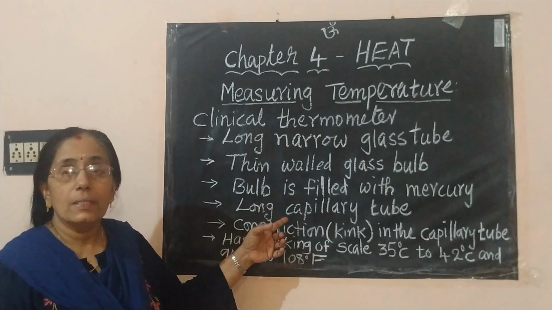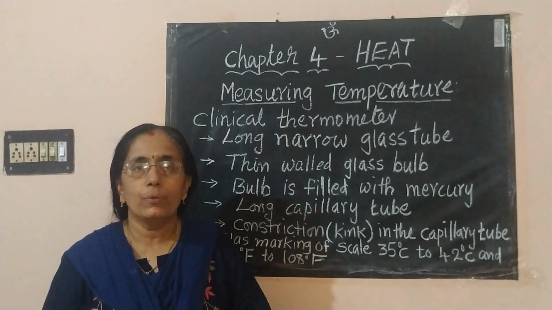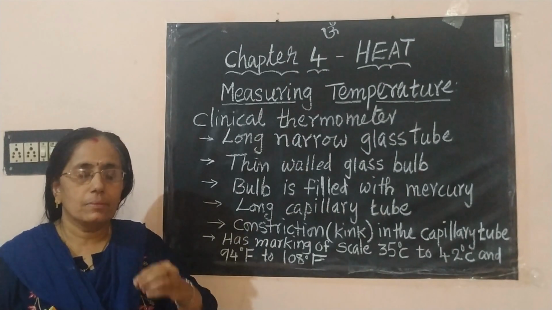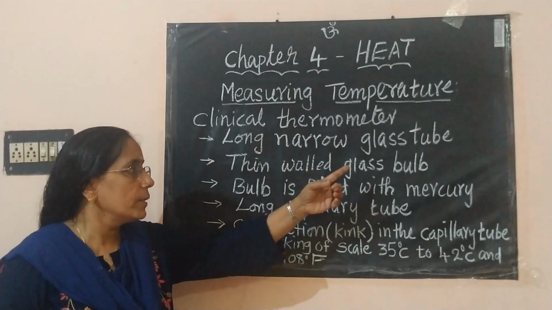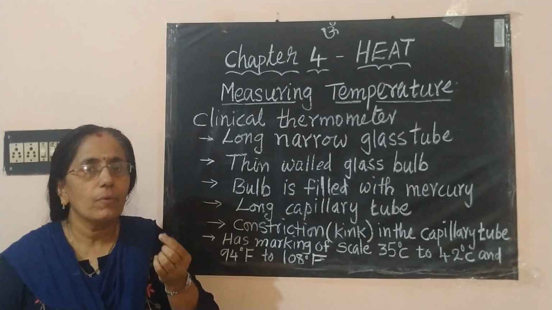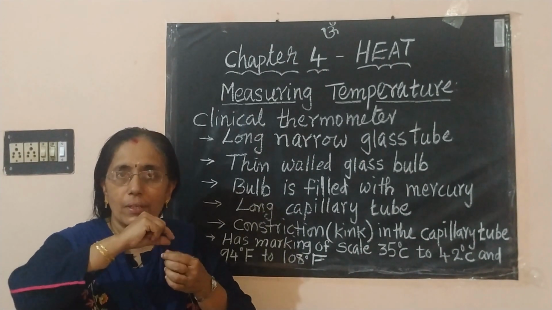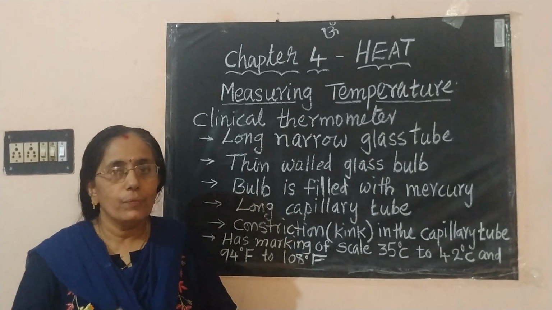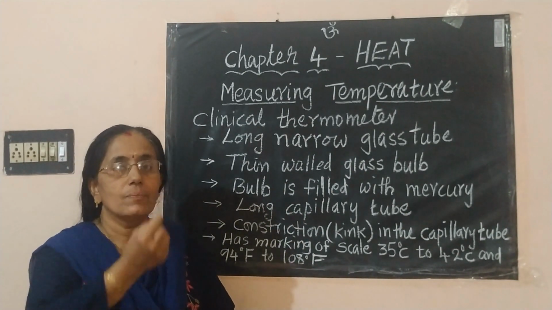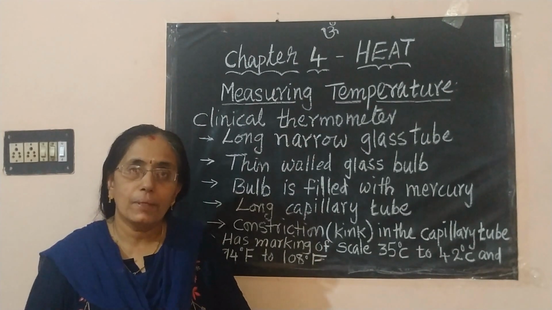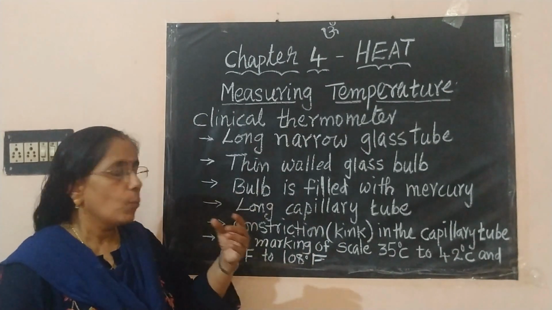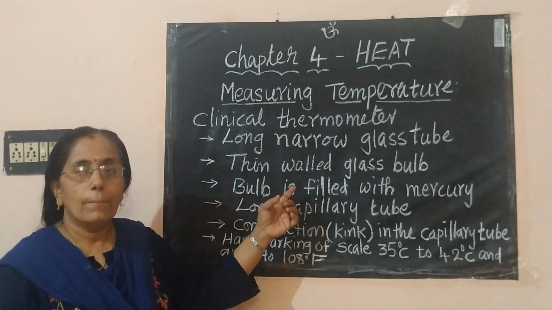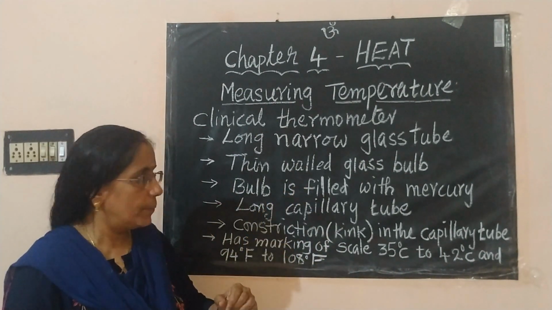Now, it has got a long capillary tube also. One end of this capillary tube is dipped in the mercury filled in the bulb. Children, do you know what is capillary tube? It is a very thin tube with very less radius through which the mercury can rise and it will show us the temperature level. So one end of this capillary tube is dipped in the mercury filled in the bulb.